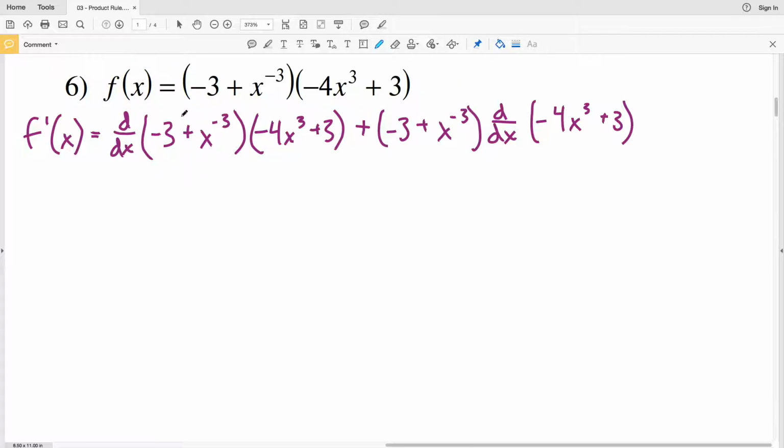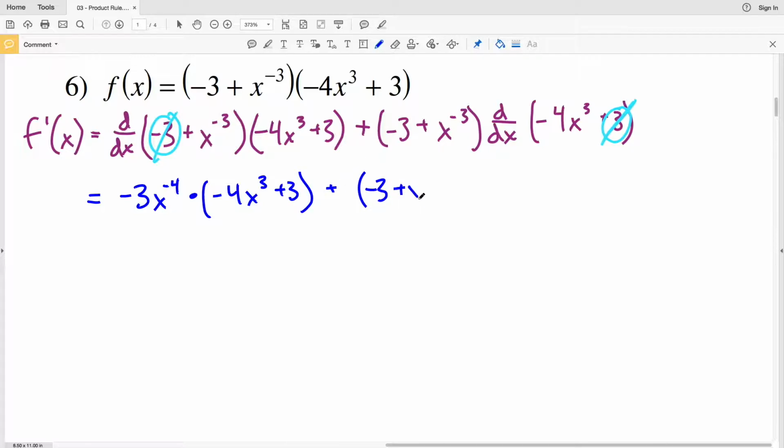So when taking the derivative, the constants will go to 0. So the derivative of x to the negative 3 is negative 3 times x to the negative 3 minus 1, which is negative 4. And that gets multiplied by negative 4x cubed plus 3. And then I'm adding that to negative 3 plus x to the negative third times the derivative of negative 4x cubed, which negative 4 times 3 is negative 12, and x to the 3 minus 1 is x squared.